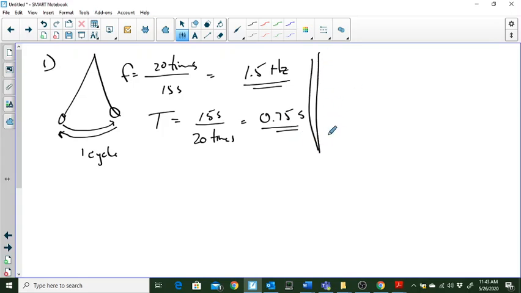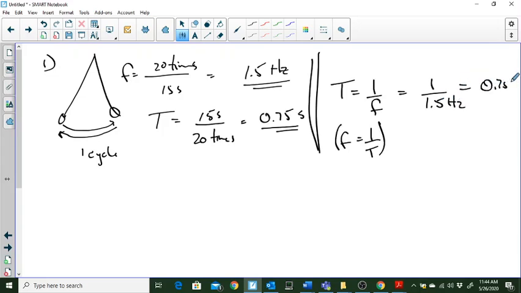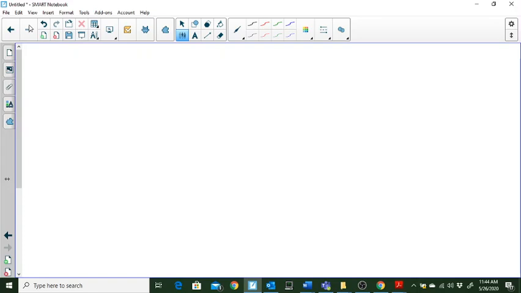Now, I want you to remember that we define period as being 1 over the frequency, and the frequency as being 1 over the period. It's an inverse relationship. So we can take 1 over our 1.5 hertz, and that's equal to 0.75 seconds. So you don't have to set it up from the initial values that you got. You can use this relationship to recognize those two.